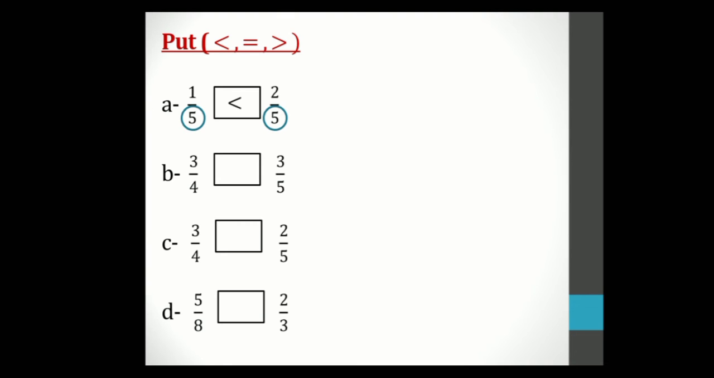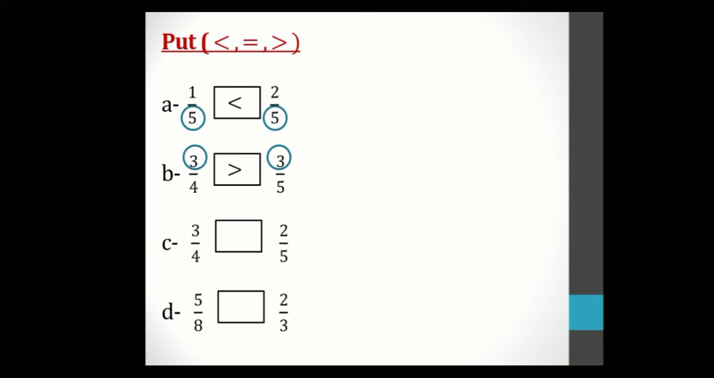Another example, we have 3 over 4 and 3 over 5. In both fractions, we have the same numerator, 3. So, if the numerators are equal, the smallest denominator will be the biggest fraction. Yes, 4 is smaller than 5. So, 3 over 4 will be bigger than 3 over 5.